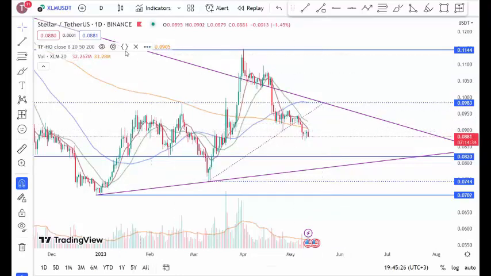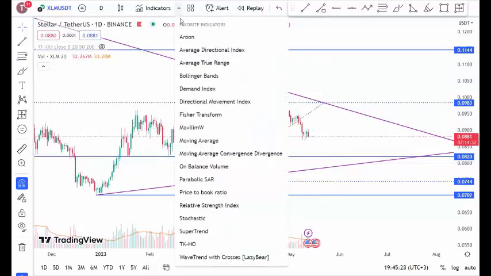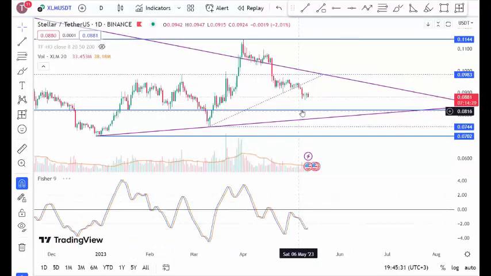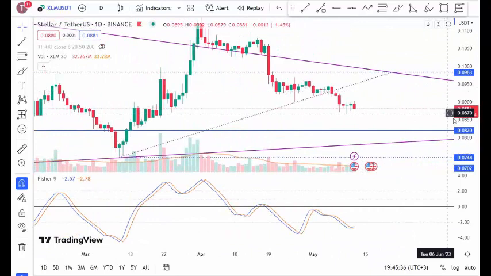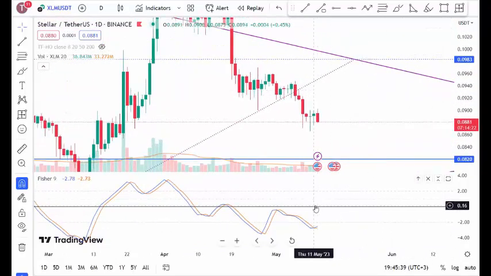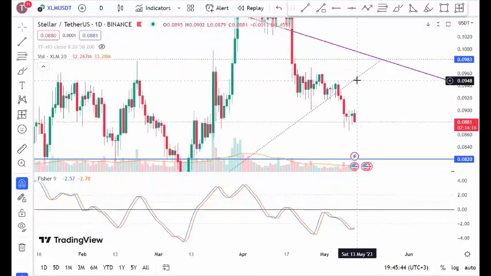Now let's start examining our indicators slowly. If we look at the Fisher indicator, on the last day, Fisher made an upward breakout, giving us a buy signal. We can say that it gave a strong buy signal. Can we say that a reversal occurred from here?